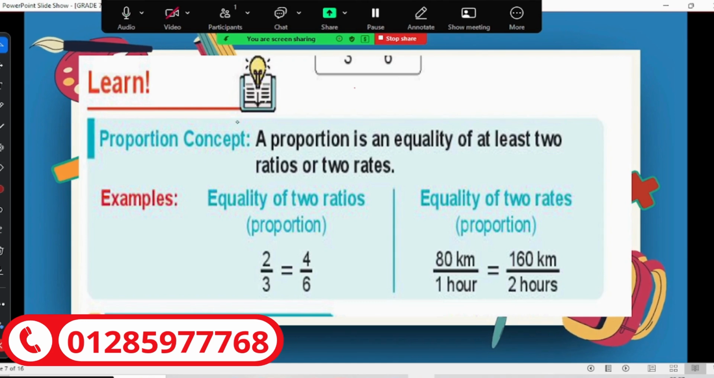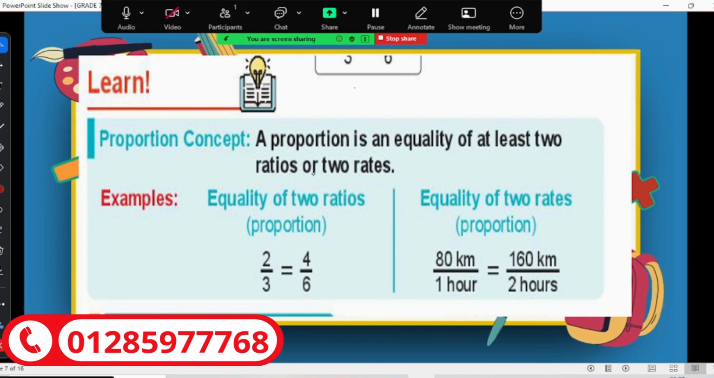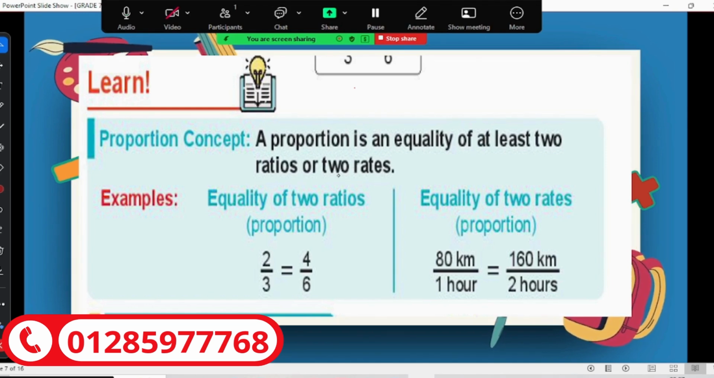Then here we learn a new concept, proportion. What is the meaning of proportion now? Proportion is an equality of at least 2 ratios or 2 rates. Yes, 2 ratios or 2 rates. What is the meaning of rates? What is the difference between ratios and rates?